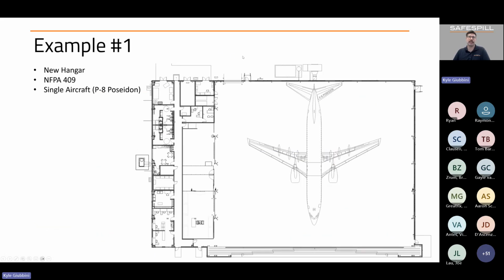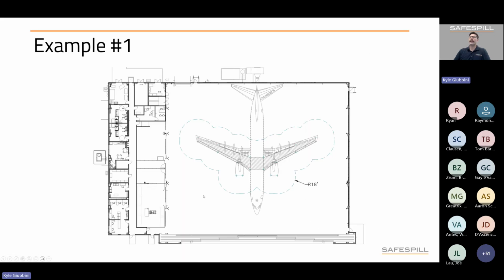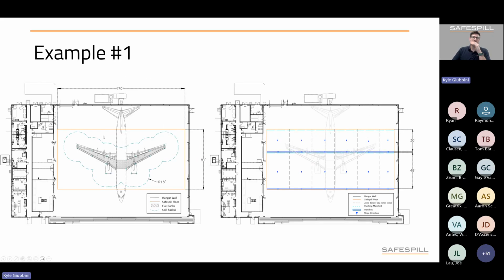So, diving into some examples. First, we're showing a new hangar, and we're currently working on the install for this hangar. This is following NFPA 409 guidance for the layout, and it's a hangar housing a single aircraft, which is a P-8 Poseidon. Here you can see the hangar space with the aircraft in its dedicated parking position. From here, we identify fuel-containing parts of the aircraft, so fuel tanks and engines, and provide an 18-foot spill radius off of the outermost points of the aircraft.